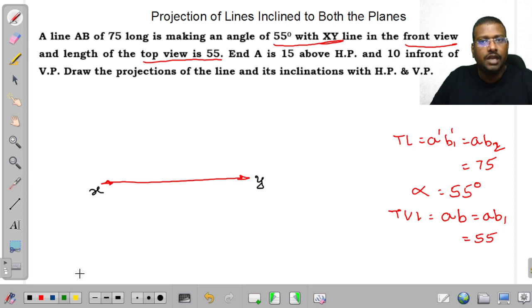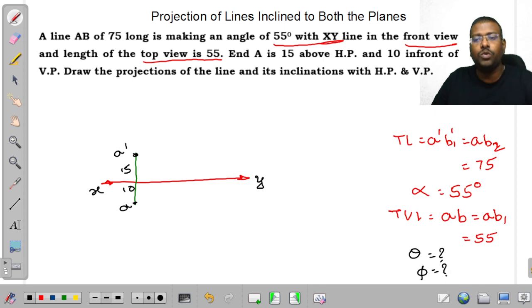So it is 10 above HP, sorry, 15 above HP, 10 in front of BP, 15 above HP, 10 in front of VP. This is okay. Draw the projections of the line and find its inclination with HP, VP. Theta is equal to how much? Phi is equal to how much? These two we have to know.